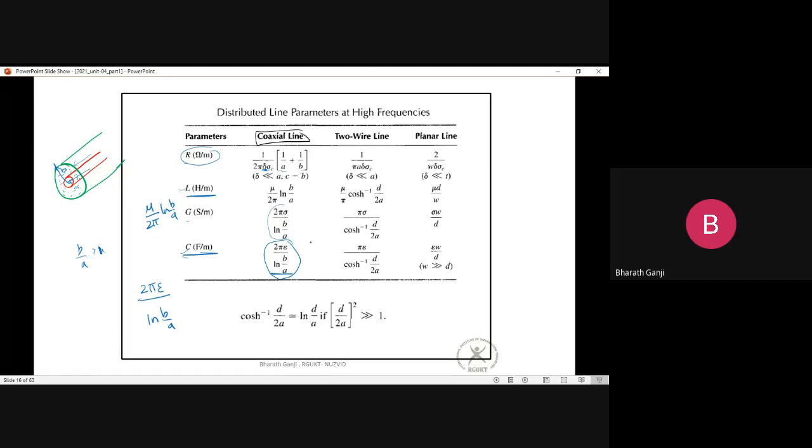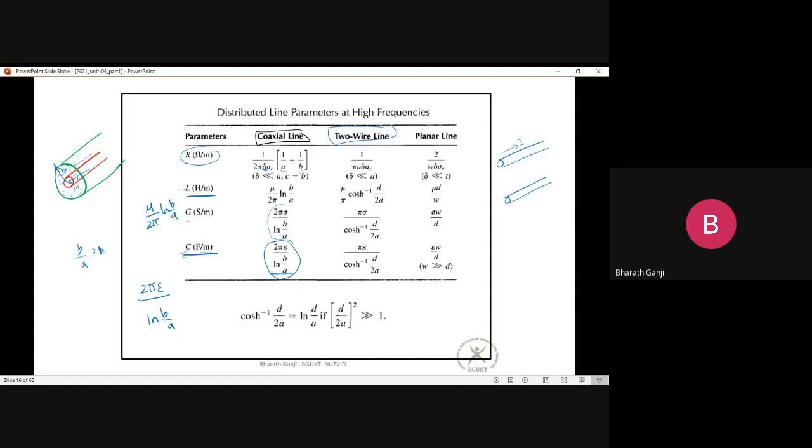And in fact, say for example, if I take another one which is a 2-wire line, so there are 2 wires. One wire is carrying current in the positive direction, and the other carries it in the negative direction. Say the distance between these 2 wires is d, and the radius of each wire is a, the same radius. In such a scenario, we can calculate the resistance per unit length, the inductance per unit length, and the capacitance per unit length. You can see they have calculated them here.